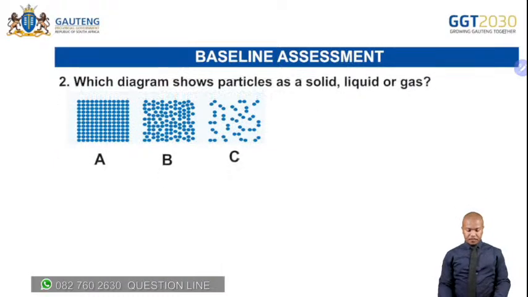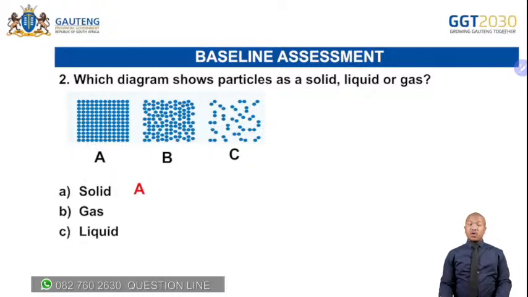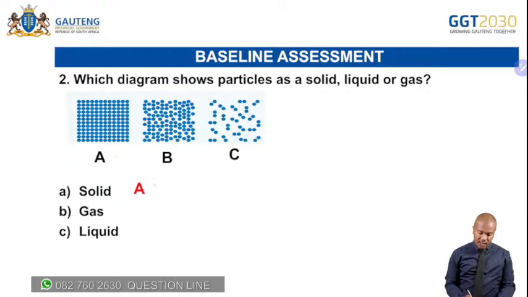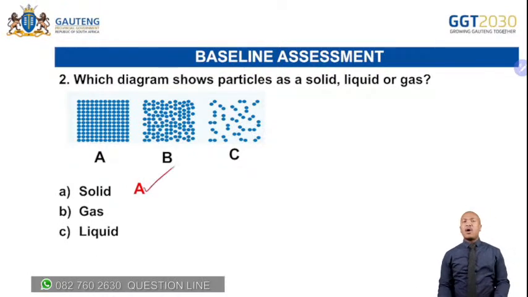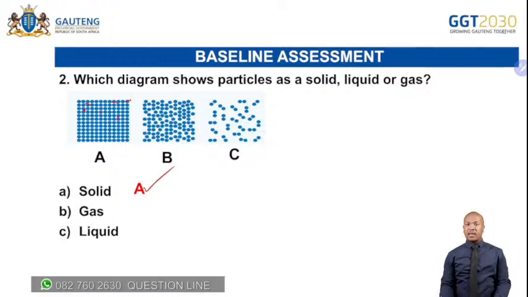Right, number 2. Which diagram shows particles as solid, liquid, or gas between the A, B, and C diagrams here? So now, which one is a solid, which one is a gas, and which one is a liquid? For your solid, we have A. It is A. Why do we say so? Look at the particles here. They are tightly packed to one another. We'll talk more about that in our lesson.